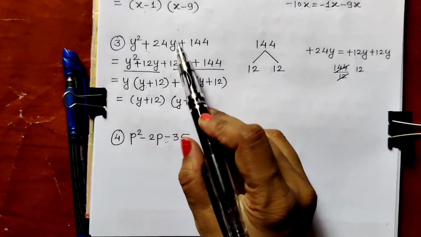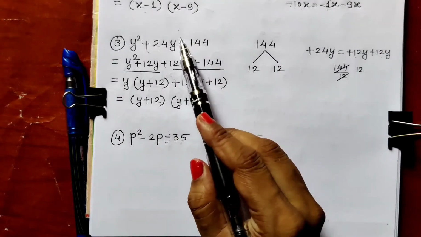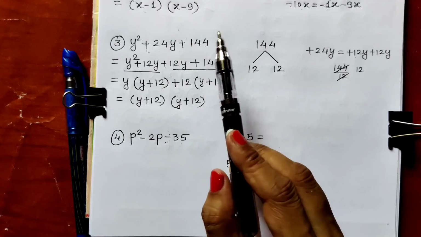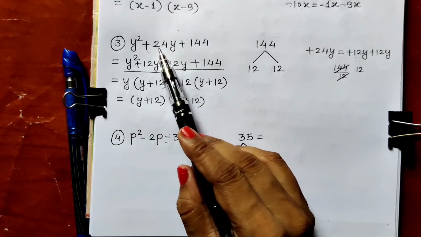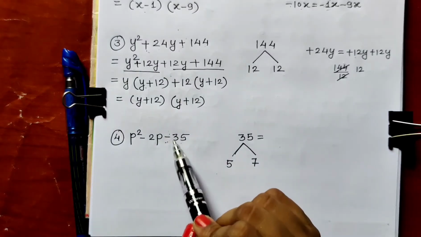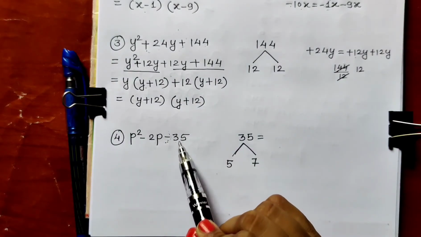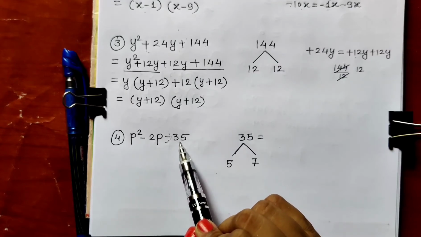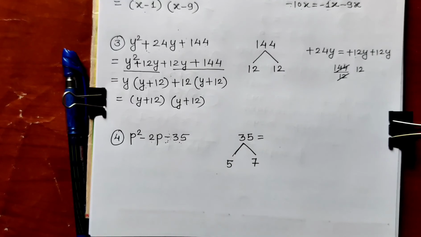Always check the sign of constant term. If the sign of constant term is plus, you have to find out two factors of constant term whose addition should be the middle term. And if the sign of constant term is minus, then you have to find out two factors of constant term whose subtraction should be the coefficient of middle term.